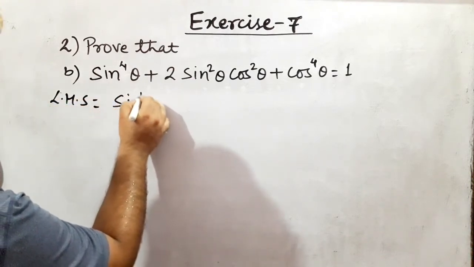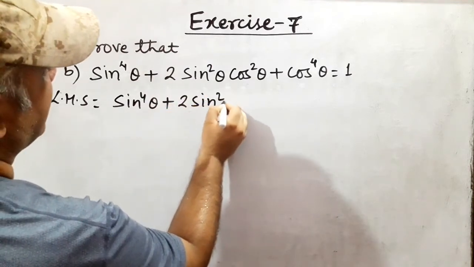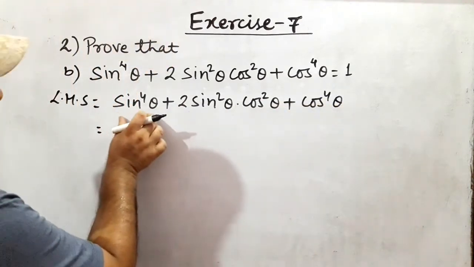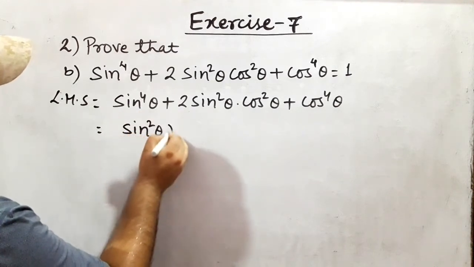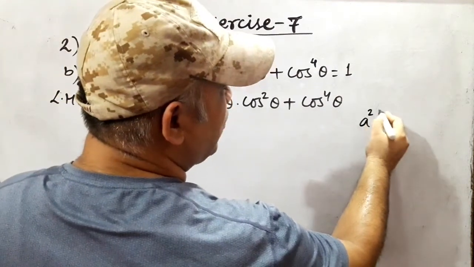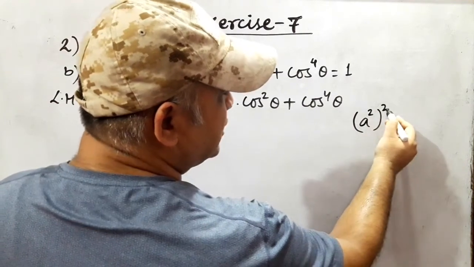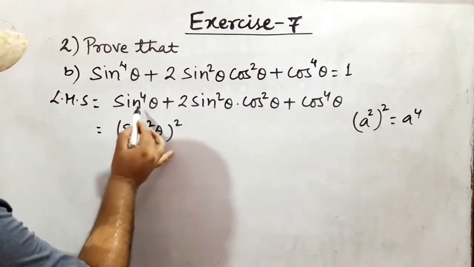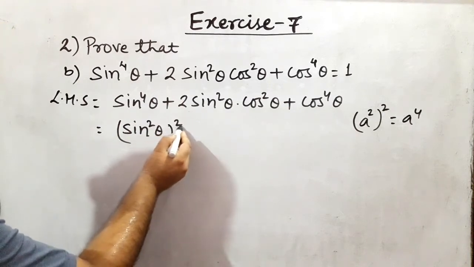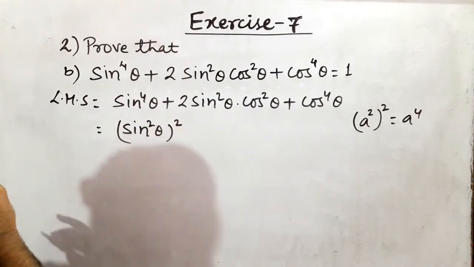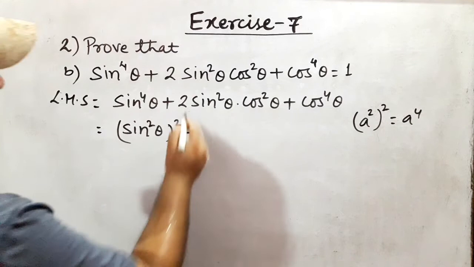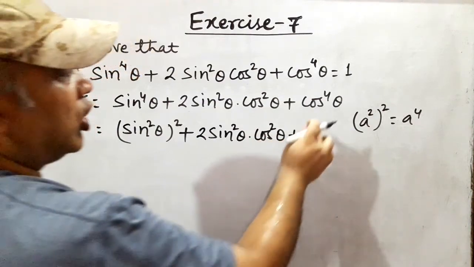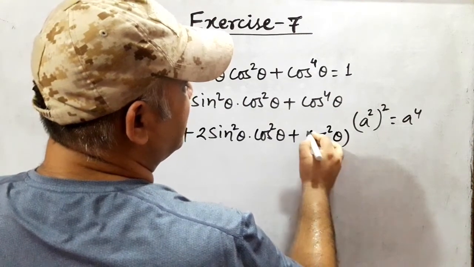We have sin power 4 theta plus 2 sin square theta into cos square theta plus cos power 4 theta. I can write sin power 4 theta as sin square theta whole square. Since a square whole square is equal to this power 2 and this power 2 outside, they multiply, it becomes a power 4. That is, a power 4 can be written as a square whole square. Similarly, sin power 4 theta can be written as sin square theta whole square. Since this power 2 inside and the power 2 outside, they multiply and it becomes sin power 4 theta. So, plus 2 sin square theta into cos square theta plus cos power 4 theta can be written as cos square theta whole square.